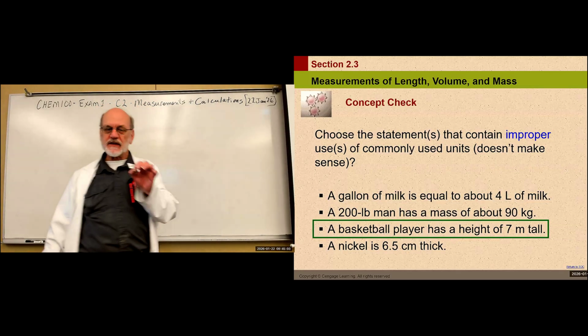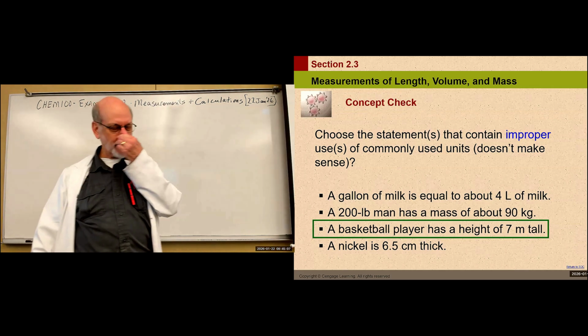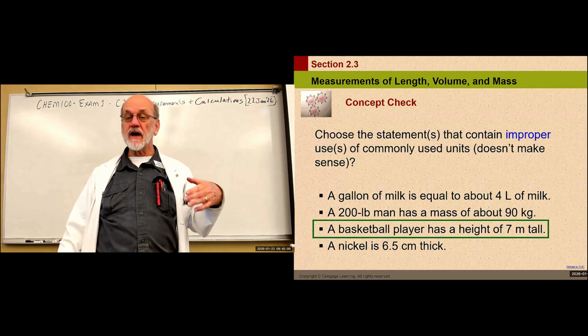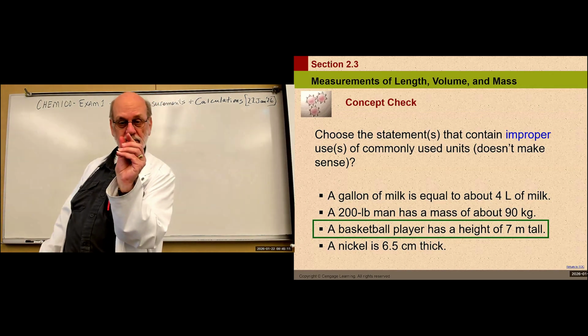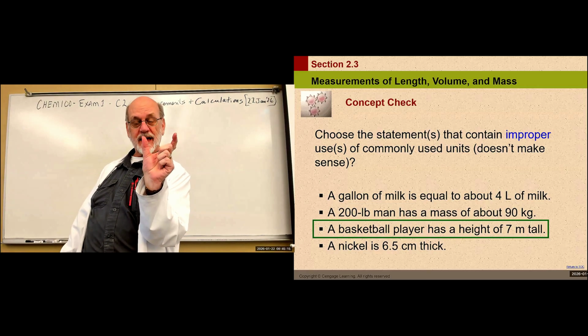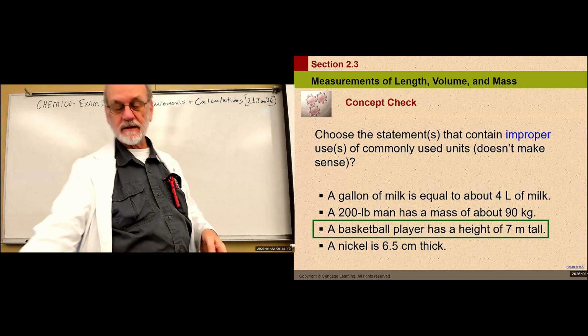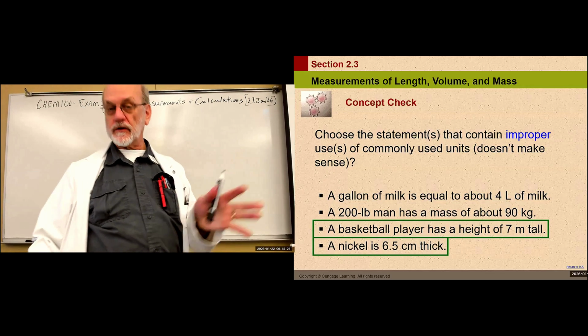A nickel is 6.5 centimeters thick. Well, how much is a centimeter? It's a 100th of a meter, which is about like that. So 6.5 of those would be like that. So are nickels that thick? No, they're not. So that's the other one that's false.